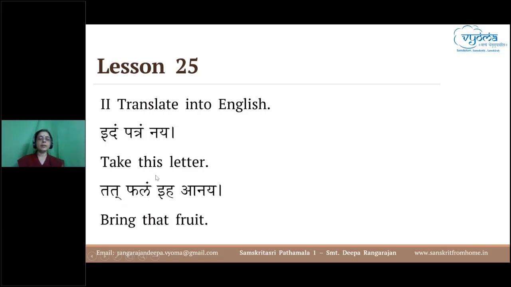So which vibhakti is this in tat phalam? Both tat and phalam are in dvitiya vibhakti, because it is the object. What should you bring? You should bring that fruit. So it is in dvitiya vibhakti. Uttam. Dhanyavadaha, bhagavati.